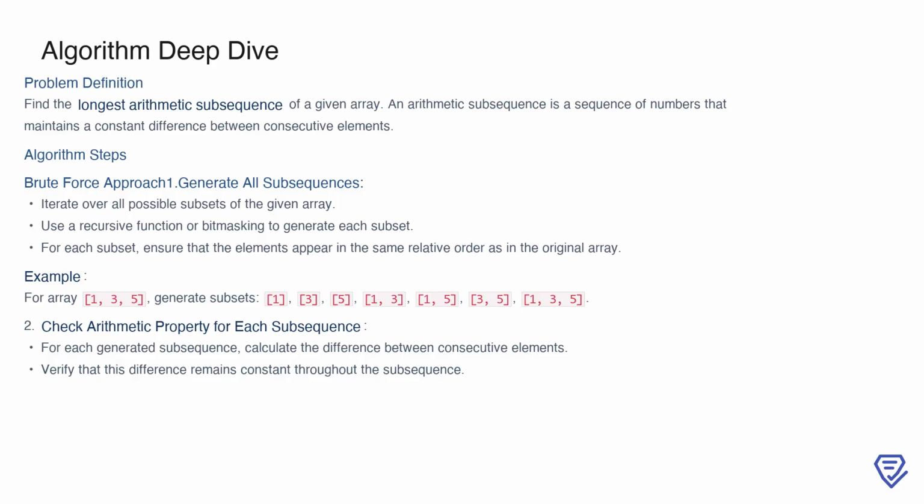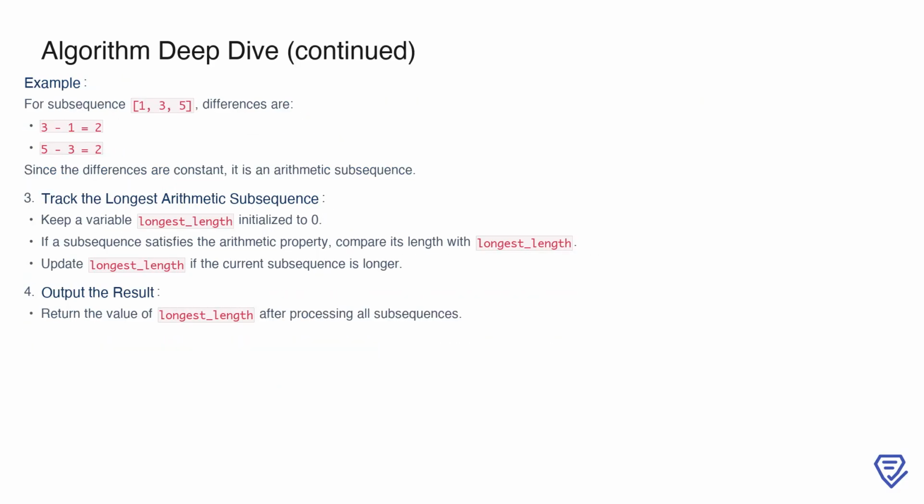Once we have the subsets, the next step is to check whether each one satisfies the arithmetic property by calculating the differences between consecutive elements and verifying that the difference remains constant throughout the subsequence. For instance, consider the subset 1, 3, 5. The differences between consecutive elements are 3 - 1 equals 2 and 5 - 3 equals 2, which are consistent. This confirms that 1, 3, 5 is an arithmetic subsequence.